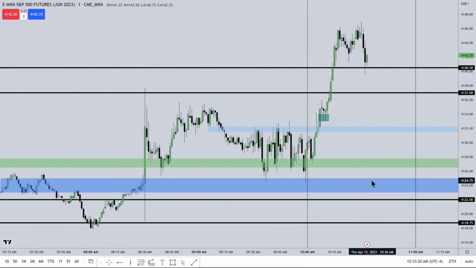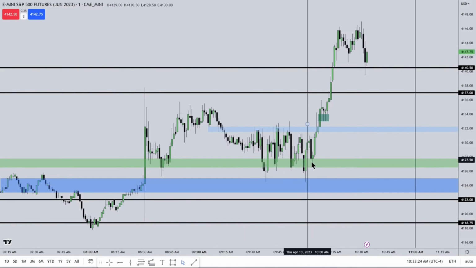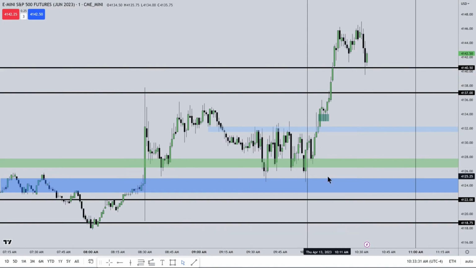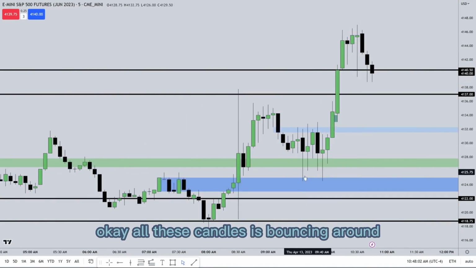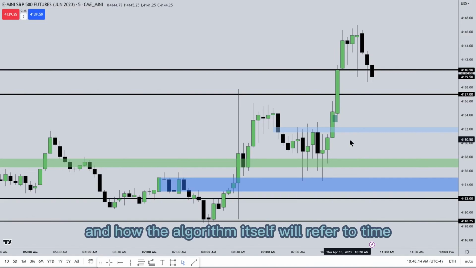So, while all this choppiness was going on, for your notes, this is called time distortion. All these candles bouncing around in that little range like that, that's time distortion. That's the way you clean all that up, and how I use time-based charts, and how the algorithm itself will refer to time.